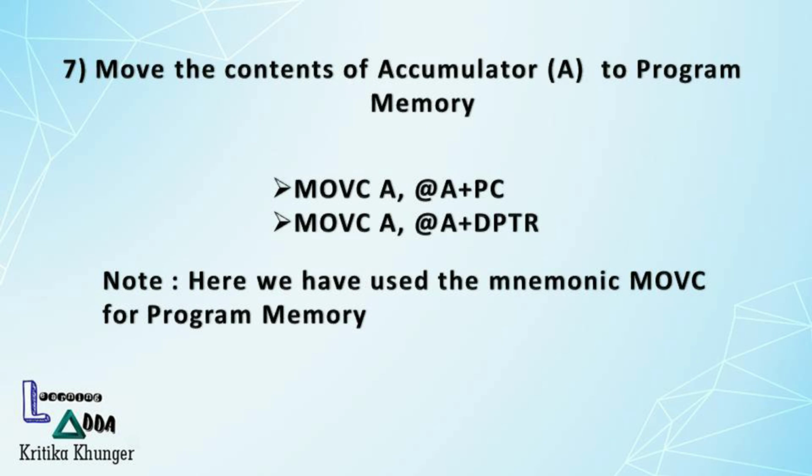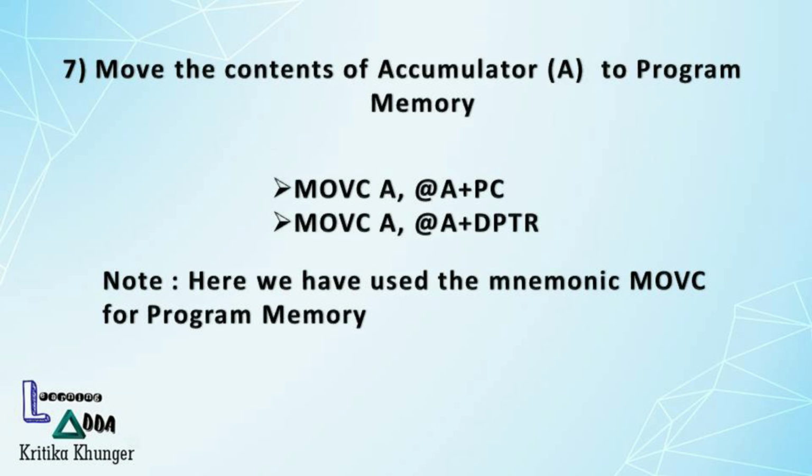Next is moving the content of program memory to the accumulator. For this we use the mnemonic MOVC. You can see in the examples we have used the mnemonic MOVC. The first example is MOVC A, @A+PC. PC over here is the program counter. We are reading the content of program memory, where @A+PC is the program memory address. Here A is the offset address and the complete A+PC becomes the address of a memory location in the program memory.